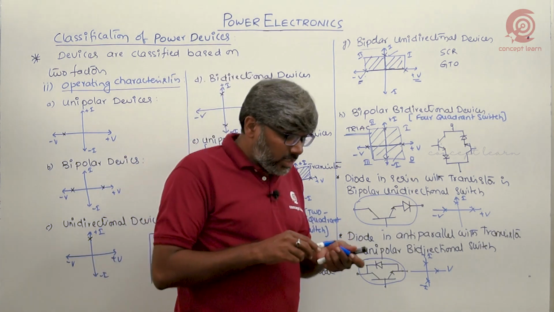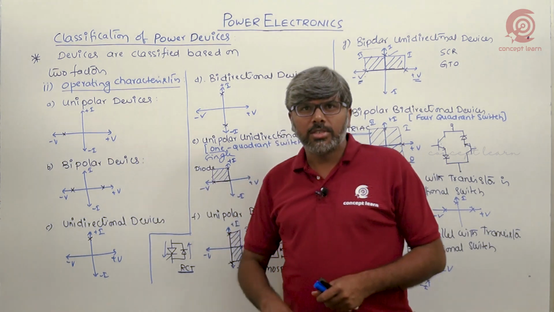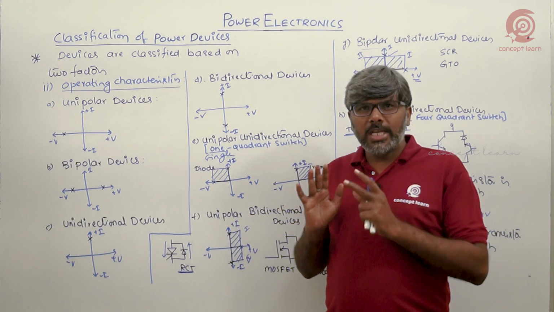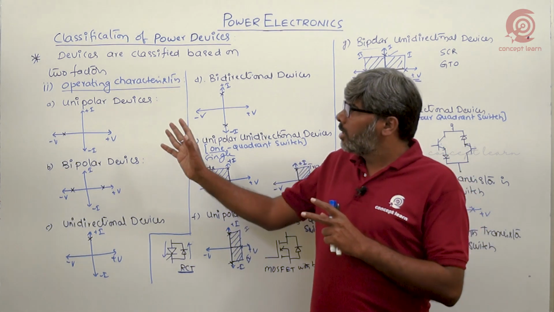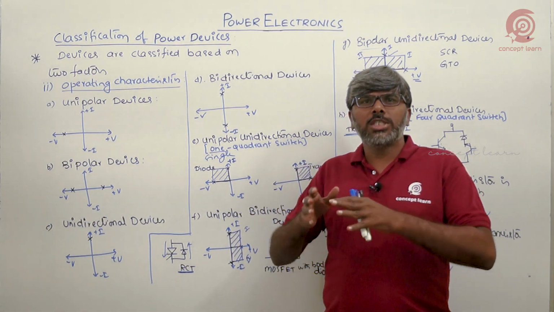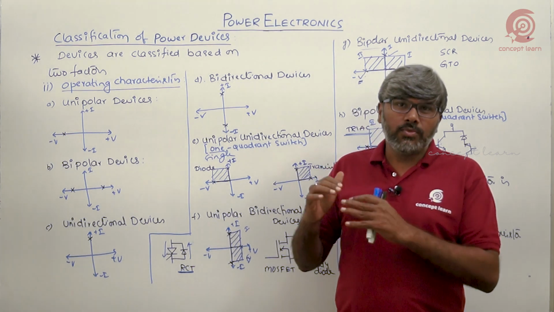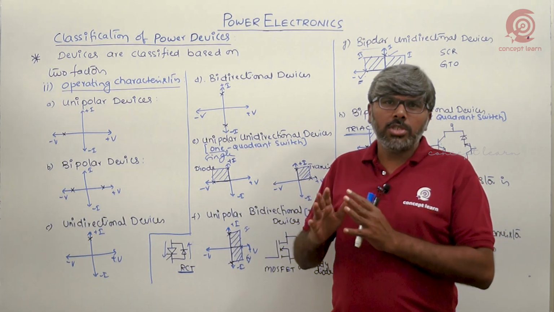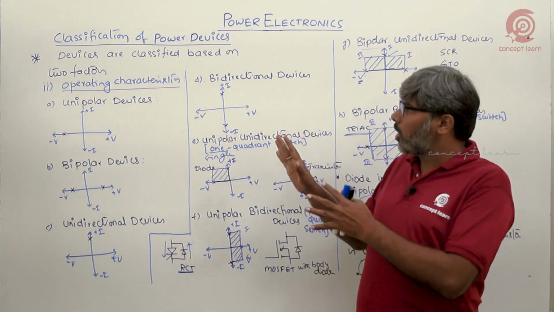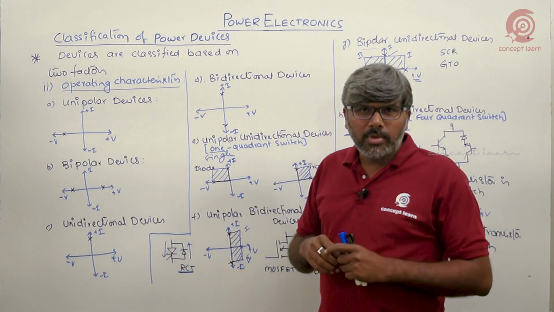This is the classification of the devices based on operating characteristics. This is very important in all competitive examinations. In examinations, they will give only the properties, like a device which blocks voltage in either polarity and conducts in only one direction, that is forward. Then they will give the options. You need to pick the right option based on these characteristics. If you understand all this thoroughly, then we can get the right option from the given options.